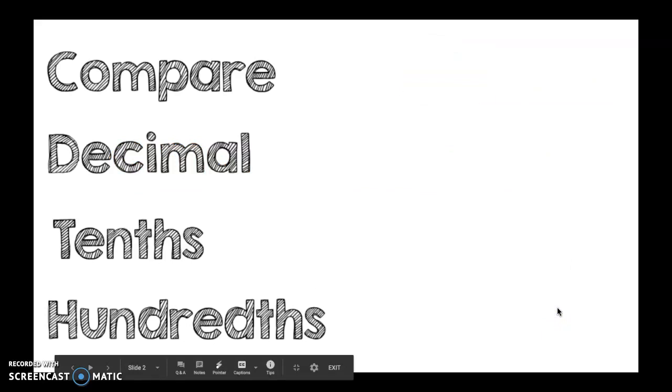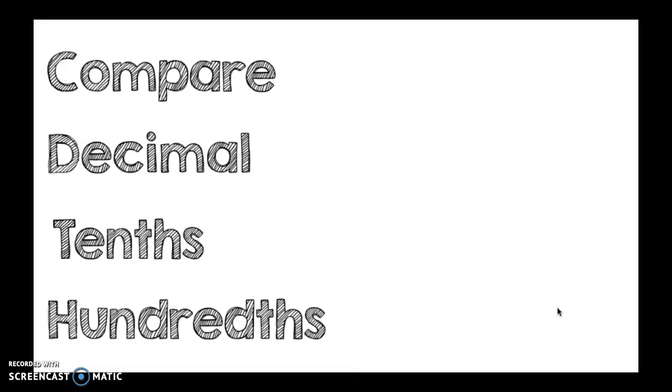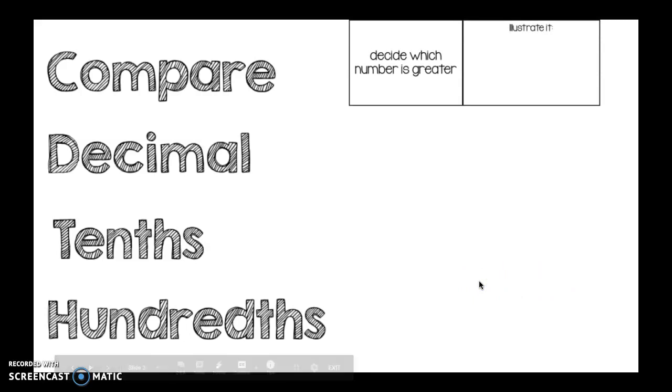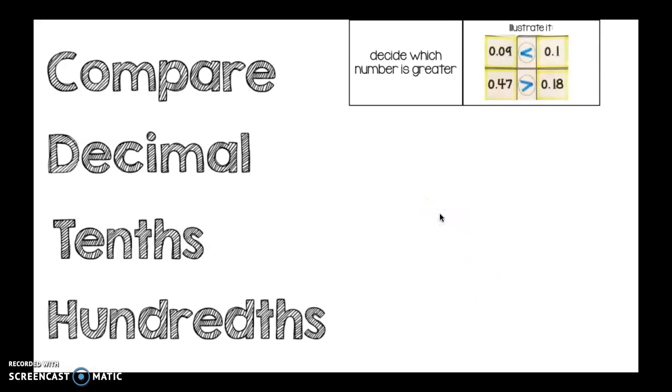Let's start with some vocabulary, writing these words in our notebooks. Our first word is compare. The definition is to decide which number is greater. If you have time, add a picture. Here I have simply written out decimal numbers using the greater than and less than symbol.